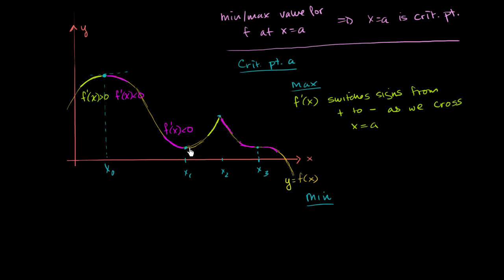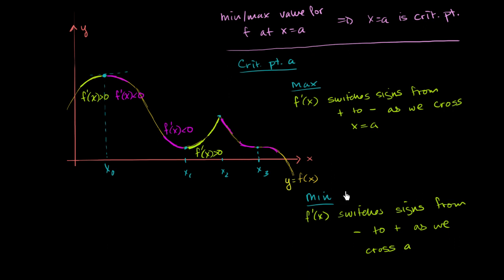And then right after we cross it, this wouldn't be a minimum point if the function were to keep decreasing somehow. The function needs to increase now. So right after that, the function starts increasing again. F prime of x is greater than 0. So this seems like pretty good criteria for a minimum point. F prime of x switches signs from negative to positive as we cross a.